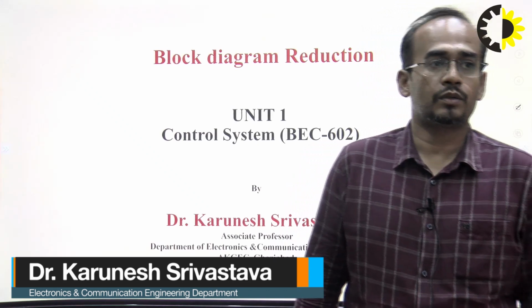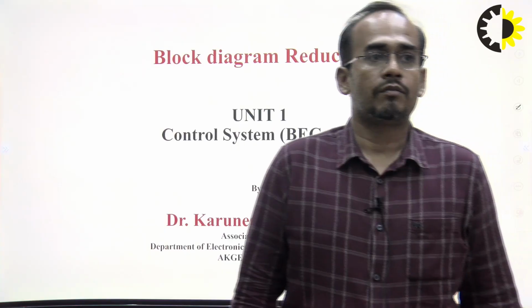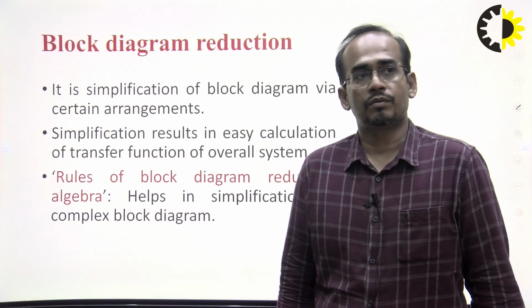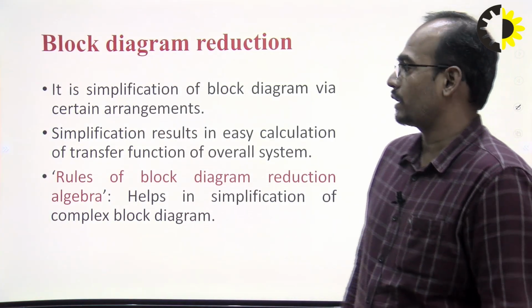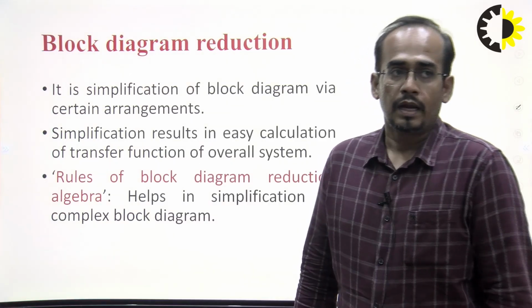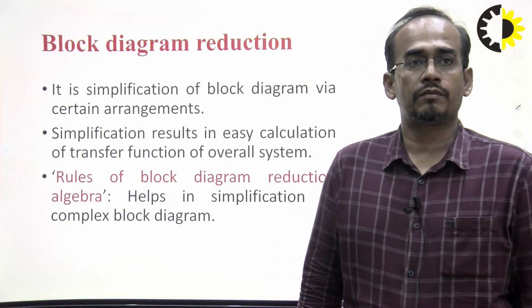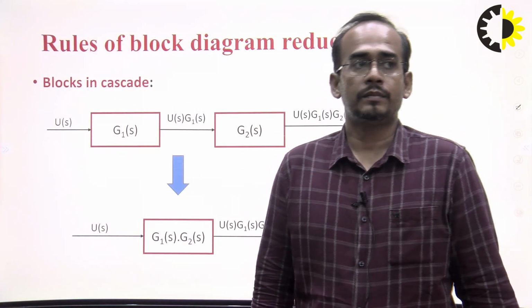This topic is related to the electronics and communication engineering branch for the subject Control System, BEC602. So what is block diagram reduction? It is the simplification of a block diagram by certain arrangements, and we can simplify the results for easy calculation of the transfer function for the overall system. So what are the rules for the reduction of this block diagram?